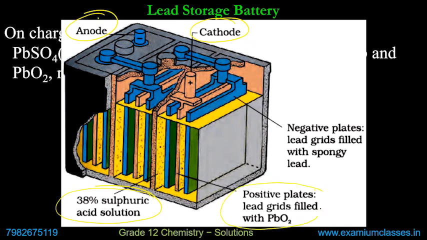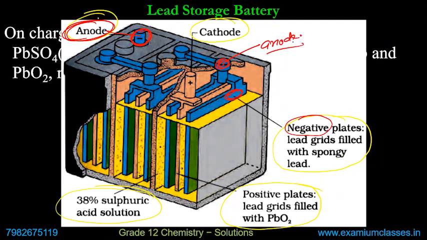Positive plates, lead grids filled with PbO2. Negative plates, lead grids filled with spongy lead. Anode is this part, the blue part. And you see the negative plate is the blue plate, which is connected to anode. And you know that anode is negatively charged.